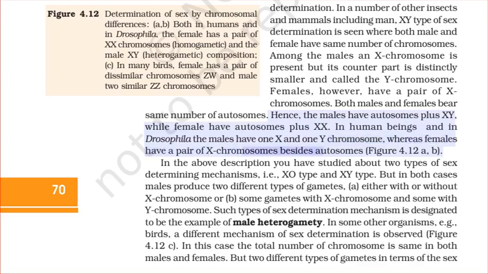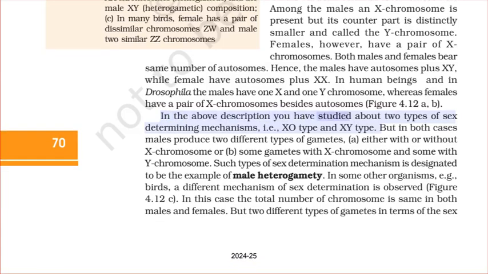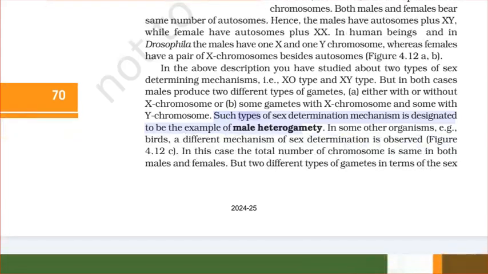In the above description, you have studied about two types of sex-determining mechanisms, that is, XO type and XY type. But in both cases, males produce two different types of gametes: A, either with or without X chromosome, or B, some gametes with X chromosome and some with Y chromosome. Such types of sex determination mechanism is designated to be the example of male heterogamety.